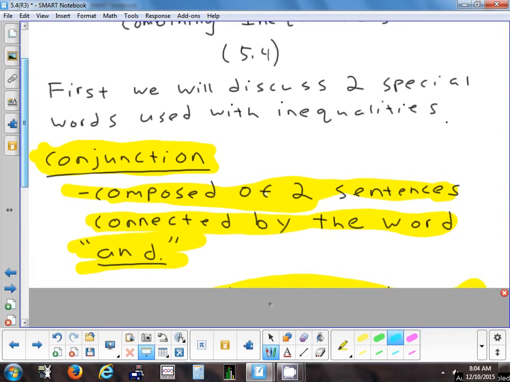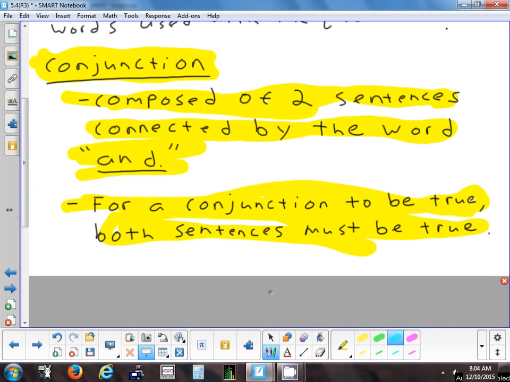All right, so if I gave you guys an example with and, I could say something like, we are in December, and it's not sunny out. Are both of those true? Yeah, we are in December, and it's not sunny. Are both of those statements true? Yes. Okay, so with an and, both things have to be true. We're going to think of that as an overlap. So when we graph it, it's going to be like an overlap. So for a conjunction to be true, both sentences have to be true.